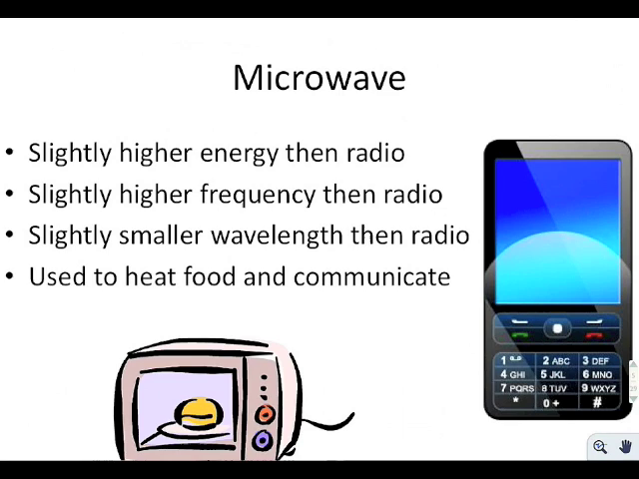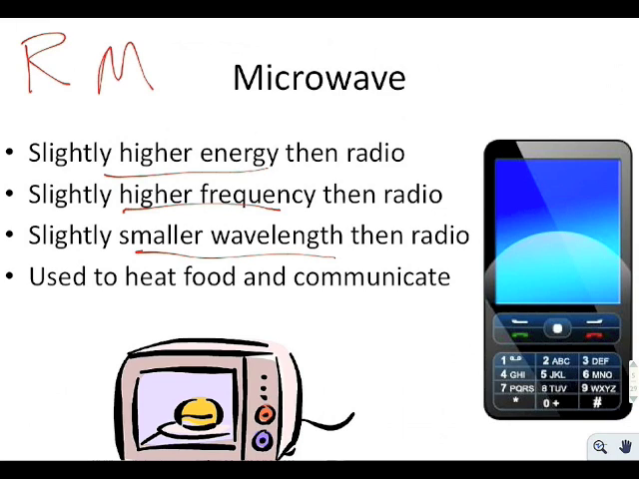Next, we have microwaves. Microwaves have a slightly higher energy and a slightly higher frequency, but they have a slightly smaller wavelength. So you see this relationship that as you increase in energy and frequency, you actually decrease in wavelength. That's going to be really important. So we had radio, and now we're at micro.